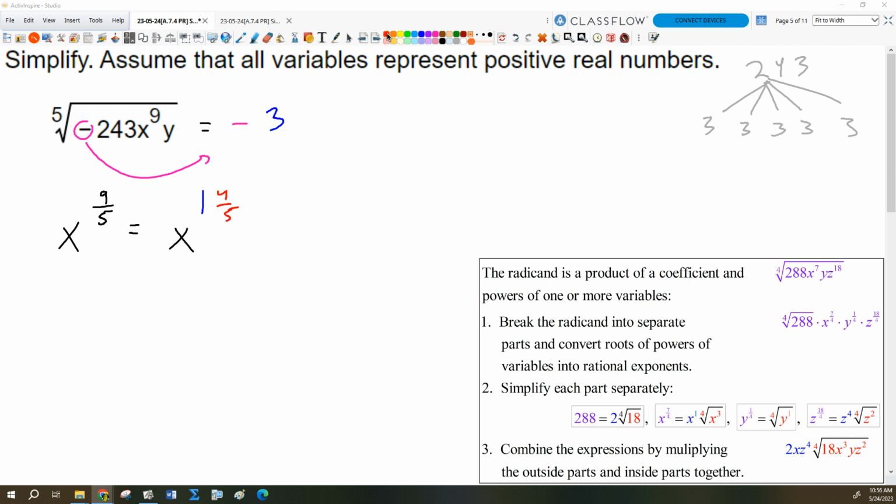So what's that telling us? That's telling us that what goes out front? X to the 1. So we get 3 times x to the 1. What goes inside for the x's? Good. X to the fourth, and we know it's a fifth root because of the denominator, right?